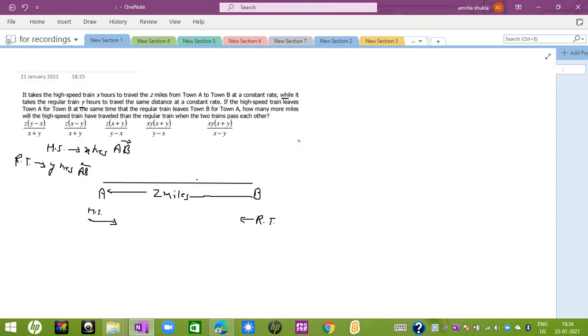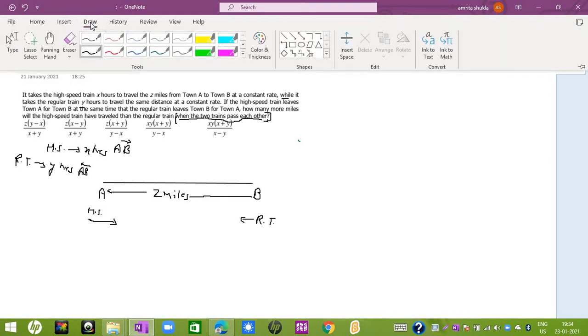How many more miles will the high-speed train have traveled than the regular train when the two trains pass each other? I know this looks a bit complicated, so let's just look at the keyword: when the two trains pass each other. This is the key thing here. But even before we go for that, let us first figure out a couple of essential things.